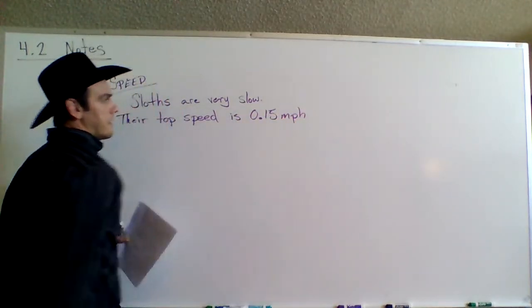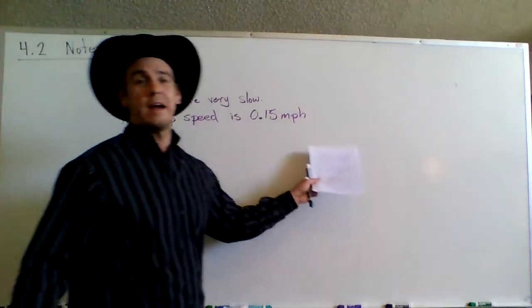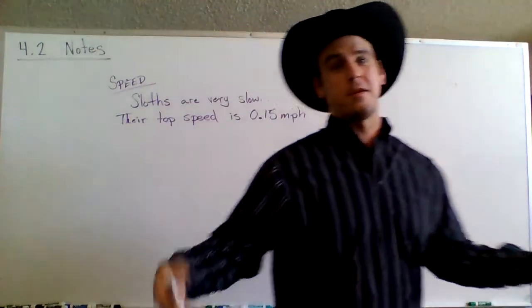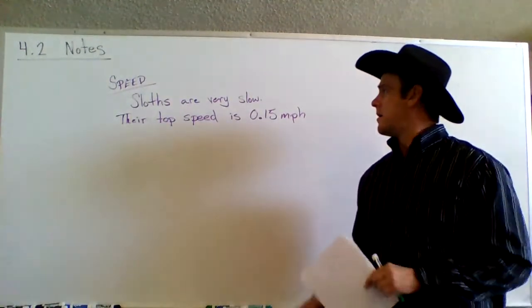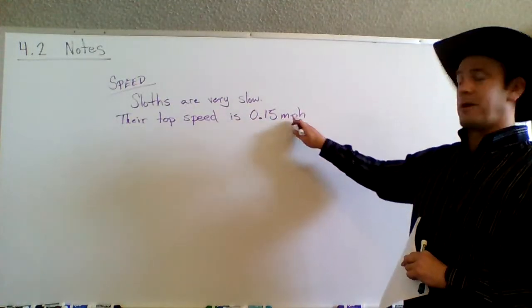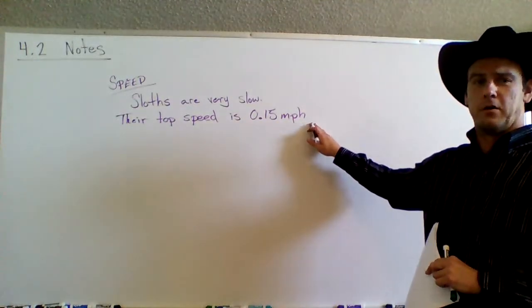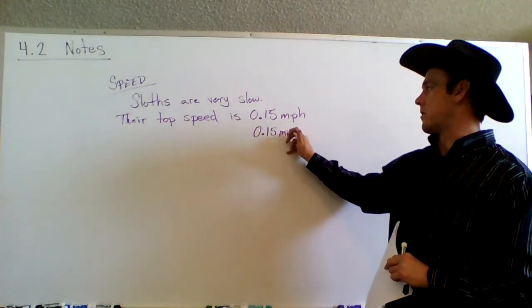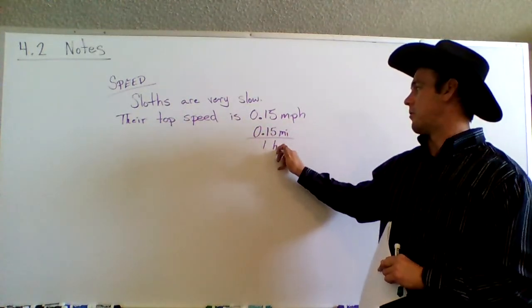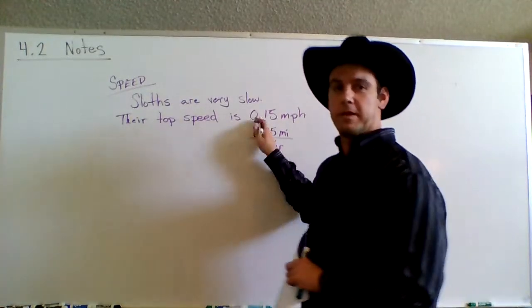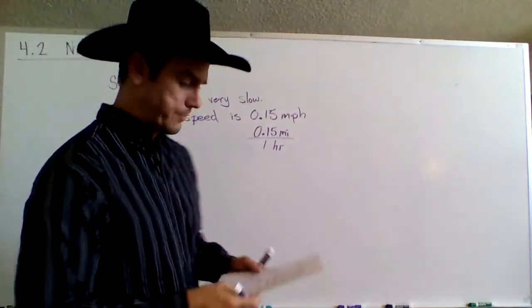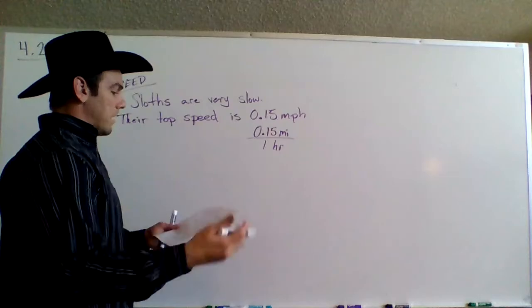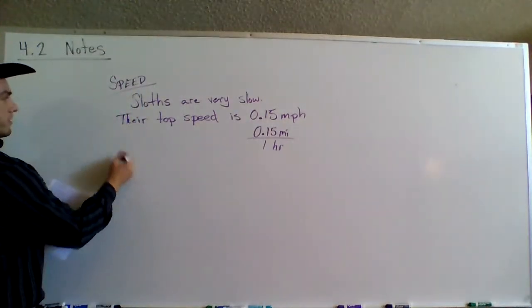Okay? Now you guys are going to start to see, I know we've seen this in the past, MPH represents miles per hour. Okay? You're going to want to start thinking about that as a fraction though. So this is going to be like 0.15 miles for every 1 hour. Okay, so that's going to be the distance for every hour. Now the problem is, how many feet per second is this?